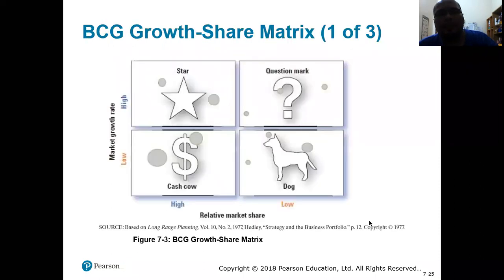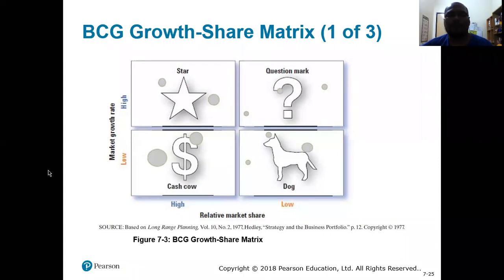All right, let us take a look at the portfolio analysis. I believe you have seen this in Principles of Management, right? This is called a BCG matrix. BCG matrix is the Boston Consulting Group matrix. This matrix was developed by the Boston Consulting Group. All right, class, what is a BCG matrix, and what is it for? What does it tell us?